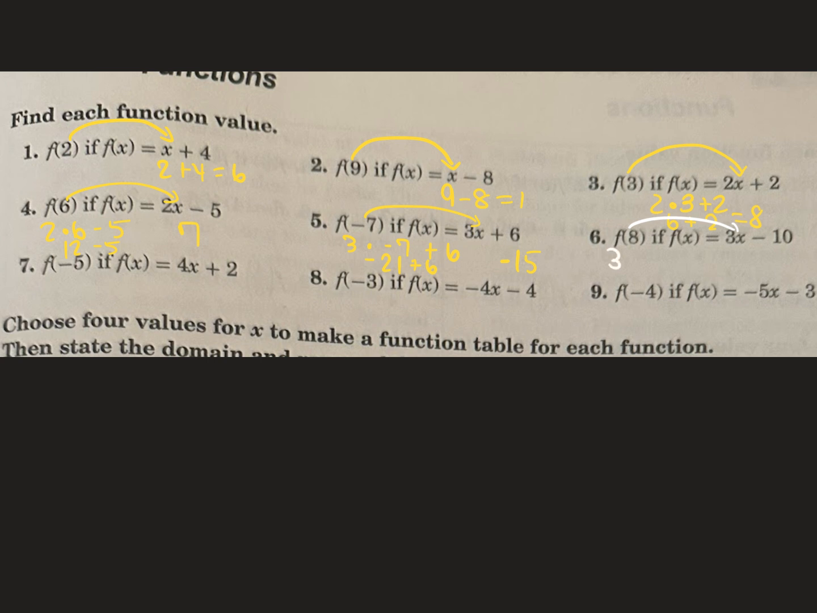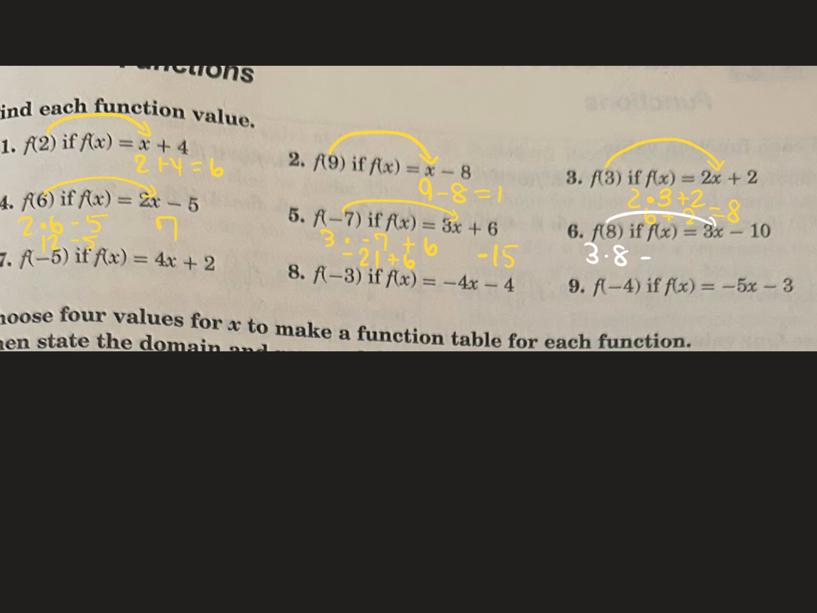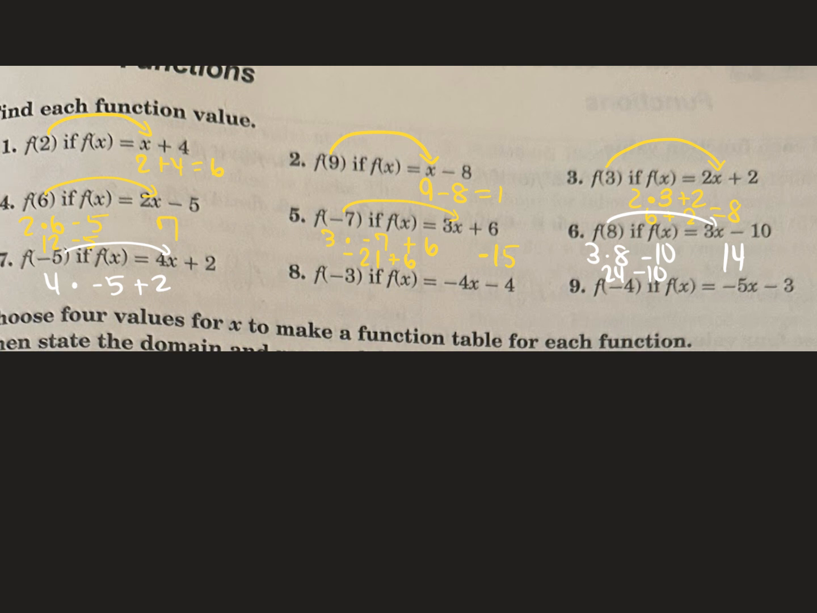Number 6, I'm going to stick an 8 in. 8 times 3 minus, I can't read that. It says 10. 3 times 8 minus 10. 24 minus 10 equals 14. Number 7, I'm going to stick a negative 5 in. 4 times negative 5 plus 2. Negative 20 plus 2. Different signs, find the difference, then think bigger. Answer is negative 18.